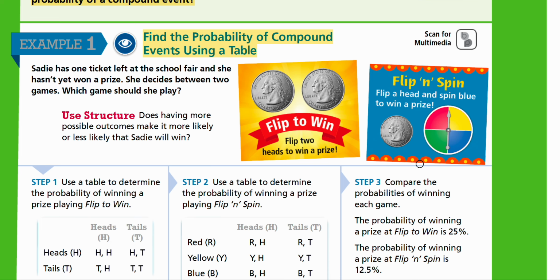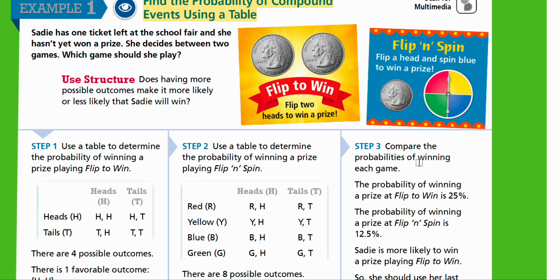So let's look at these steps to solve this problem. First, we can use a table. So remember, you can use a table to represent all the sample space. For the first one, we have to flip to win: flip 2 heads to win a prize. And then the second one, we're going to flip and spin: flip a head and then spin blue to win a prize. So which one has a better probability, right?